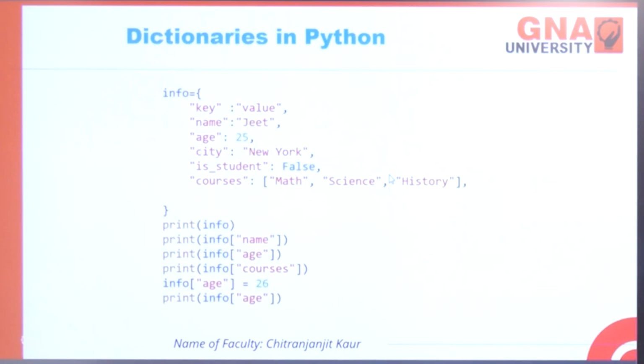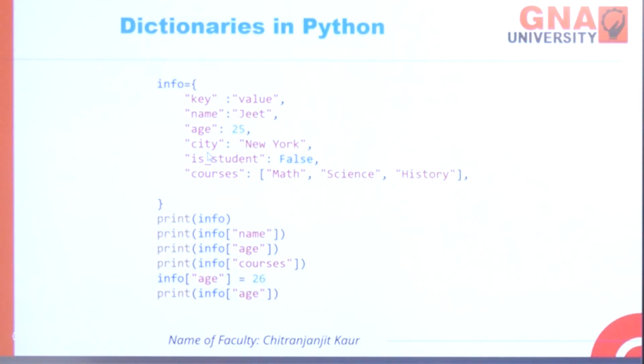Now this is a simple example of how the dictionary will work. We will do this practically also. Like info has key values: name, age, city, student, courses. These are all the keys, and these are all the values, like G, 25, New York. If we want to print and access the whole dictionary, we simply write print info. So here the information about the student will be displayed.